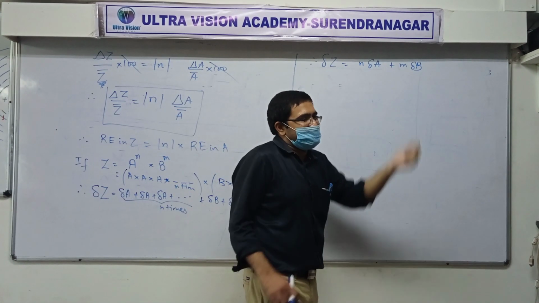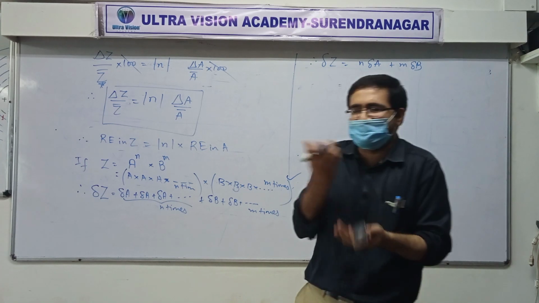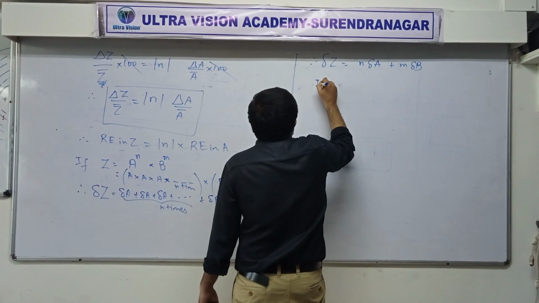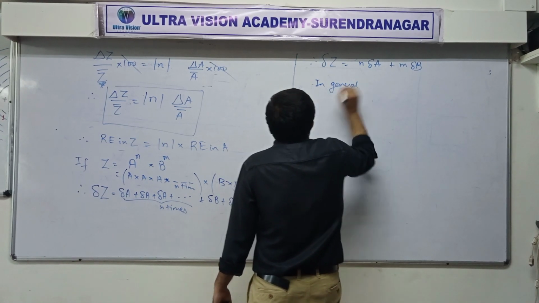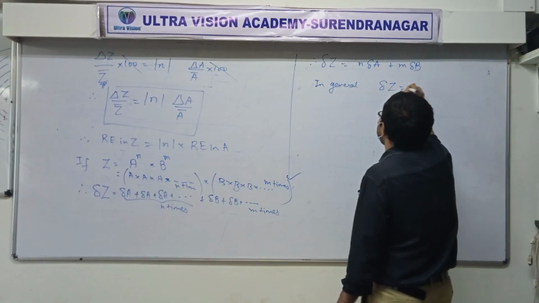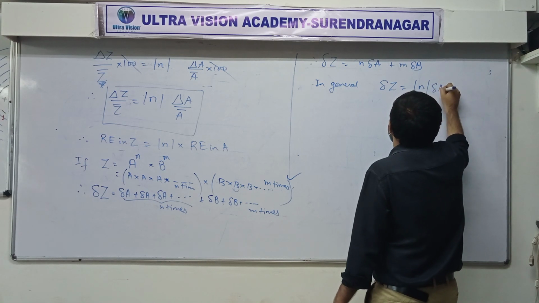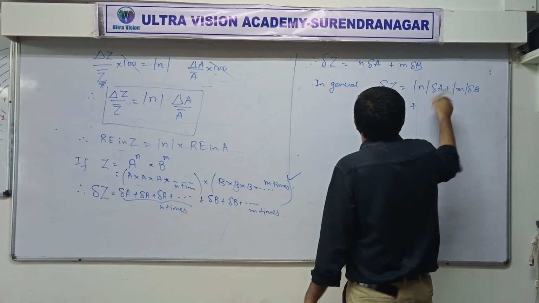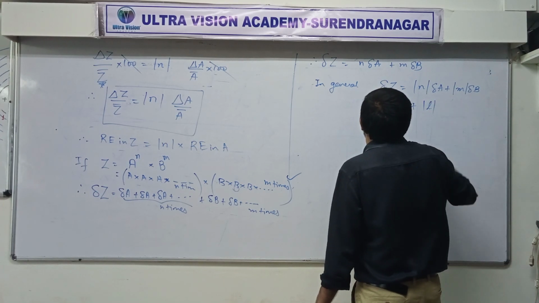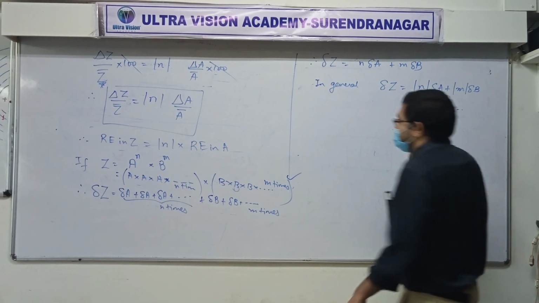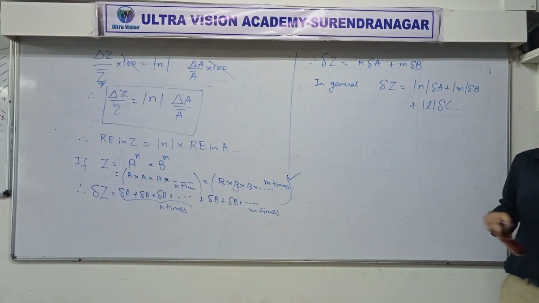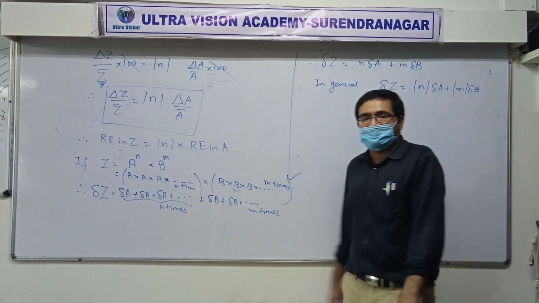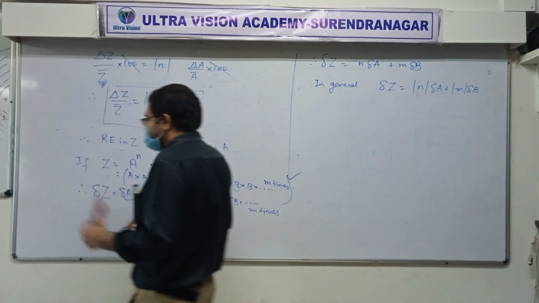Again, what if things are negative here? What if one of the powers is negative? Nothing. Put a modulus. So in general, even if it's negative, you get del z is equal to modulus n del a plus modulus m del b. If there are three things, then you can write a third one also, possibly modulus l del c, and so on. Did you understand? The powers are to be written here. Let's take an example.